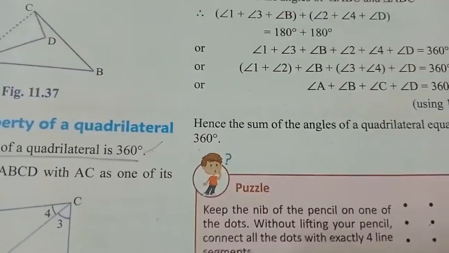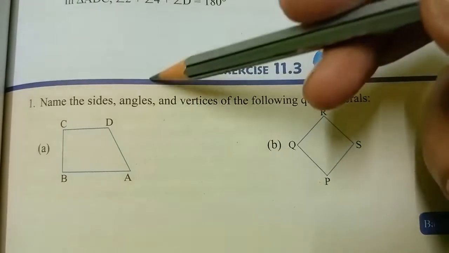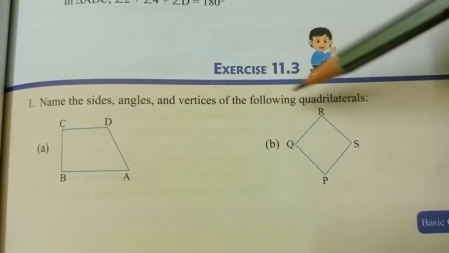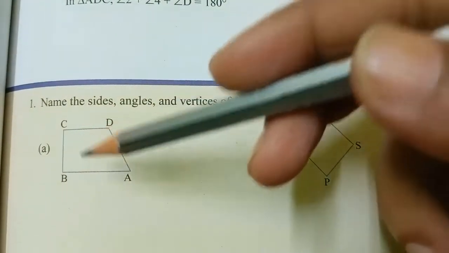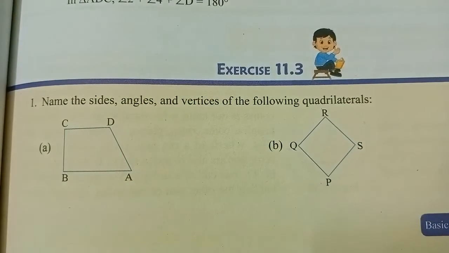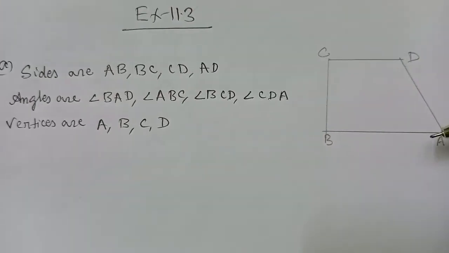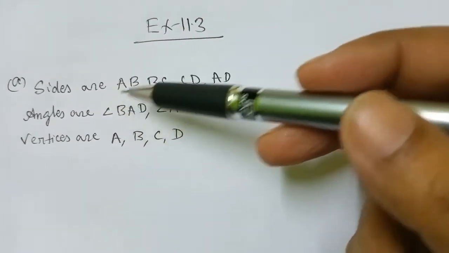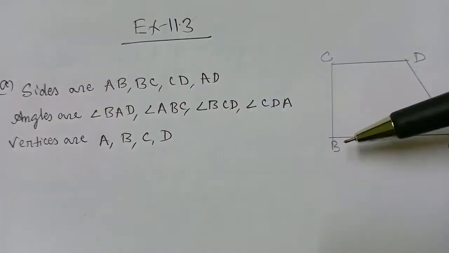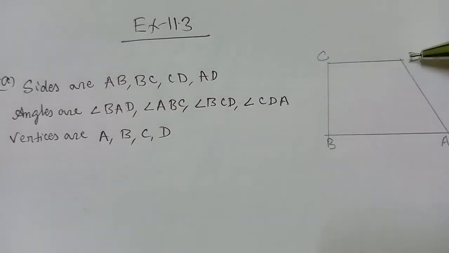Now we are going to start exercise 11.3. Name the sides, angles and vertices of the following quadrilaterals. You have to write the names of the sides, angles and vertices. Here you can see the figure, quadrilateral ABCD. The sides are AB, BC, CD and AD. You can write DA also.